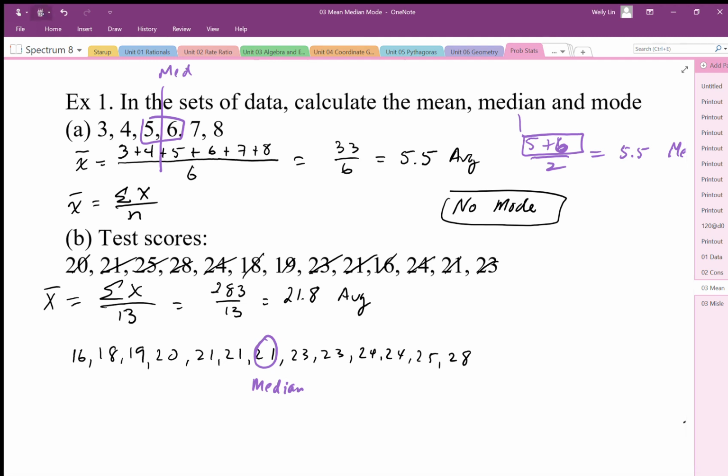And lastly, the mode. The mode is the most frequently occurring score, and that would be this one here. The score of 21 occurs 3 times, which is more than any other score, so the mode is equal to 21 in this case.